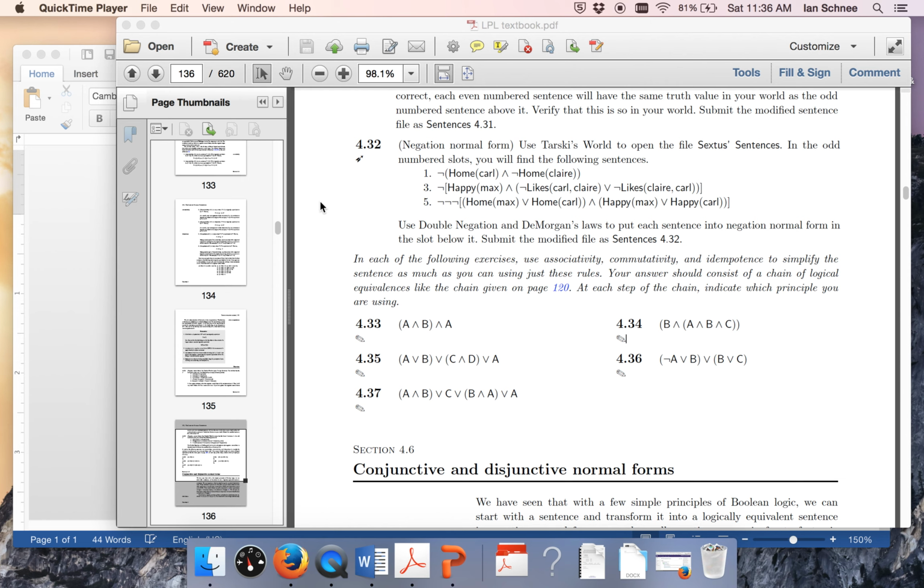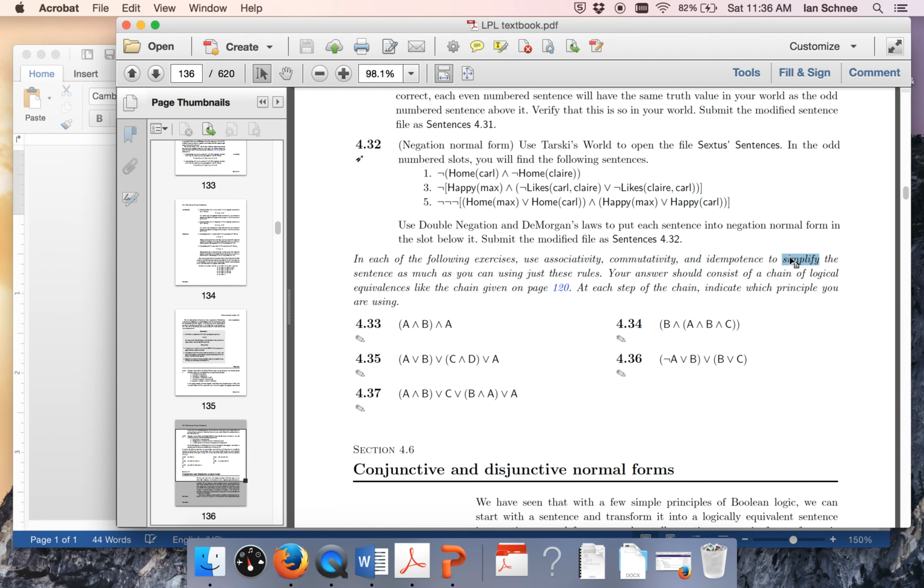Hello class, in this video I'm going to do exercises 4.34 and 4.36 in the textbook. What those exercises ask you to do is take a formula that they've given you and put it into as simple a form as possible. You're only going to need to appeal to three principles in order to do this: associativity, commutativity, and idempotence. Appeal to those three principles in order to simplify the proof.